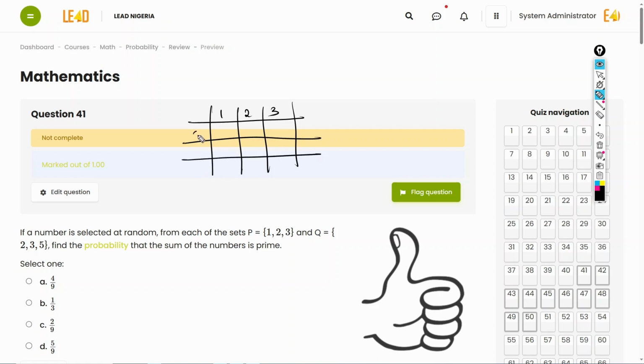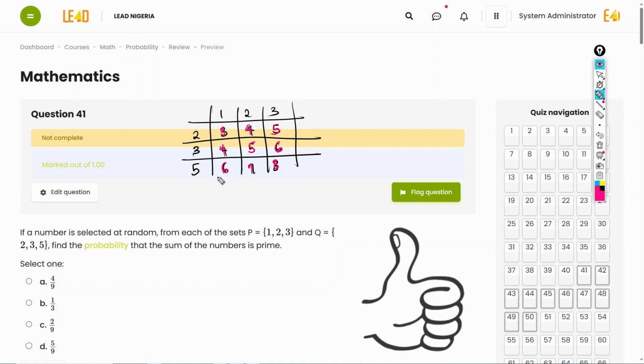Then on the other hand, I have 2, 3, and 5. So let's get the sum. 1 plus 2 is 3, 4, 5. This is 4, 5, 6. This is 6, 7, 8. All right. So these are my actual samples, right? The ones I'm rewriting. The other ones are just the numbers on the edge.